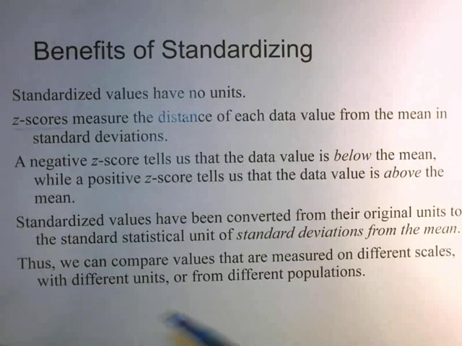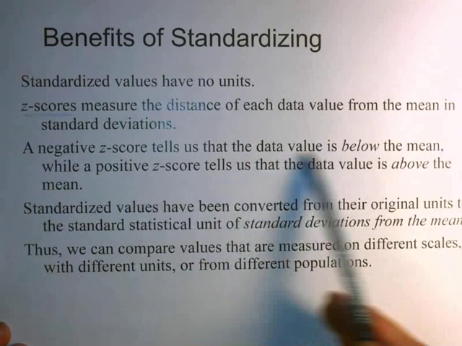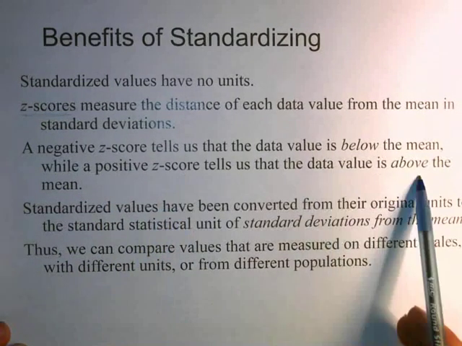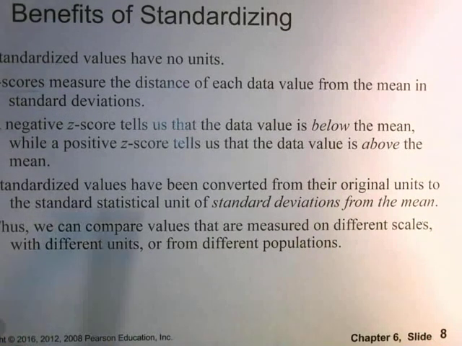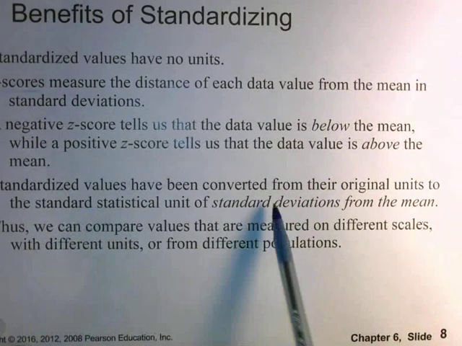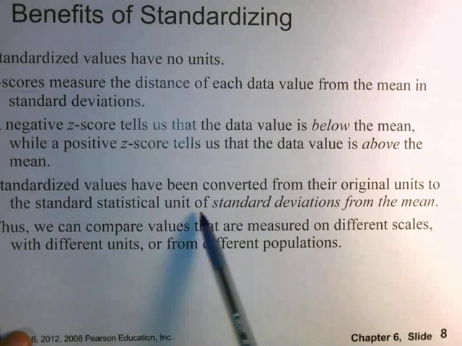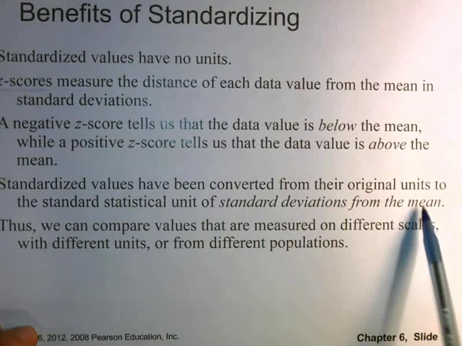An IQ of 140, I don't know how notable that IQ is, but I certainly know that an IQ that corresponds to a z-score of 2.5 is someone who has a really high IQ, because their IQ is 2.5 standard deviations above the mean. A negative z-score tells us that the data value is below the mean. A positive z-score tells us that the data value is above the mean.